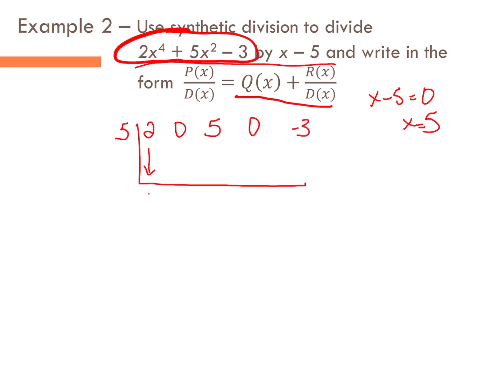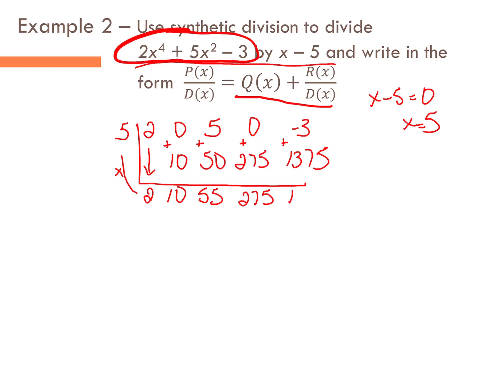Again, bring down our 2. Multiply here, 10, add inside 10, multiply again, 50, add, 55. We're going to get some big numbers here. Multiply 275, add again 275, multiply by 5 again, 1375, add in here, 1372. So again, remember this last number is our remainder.